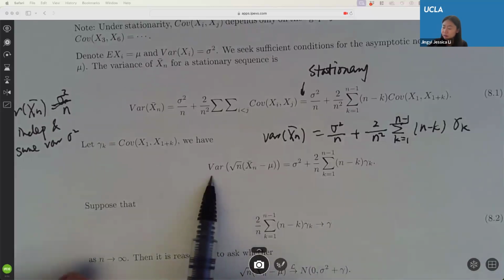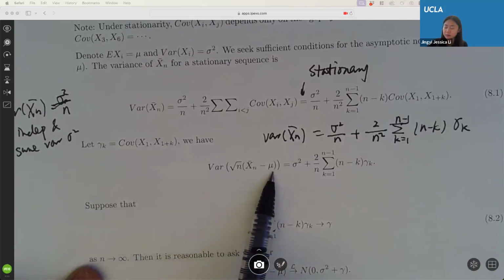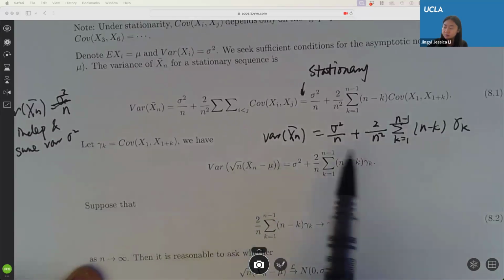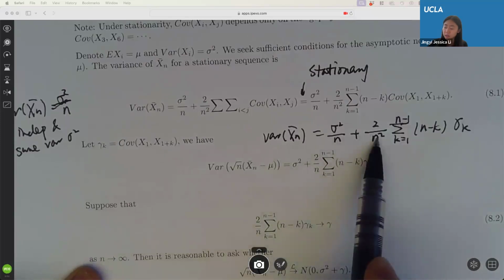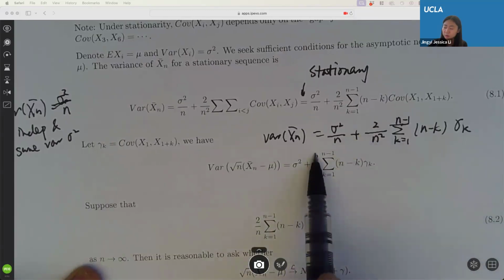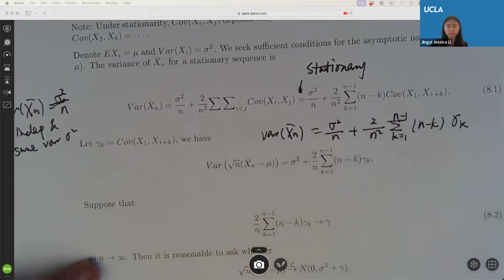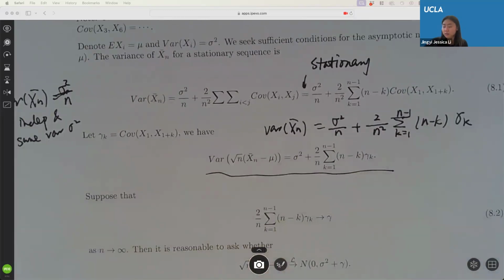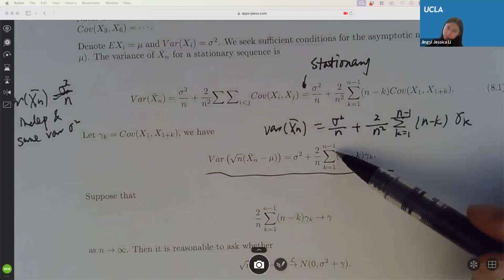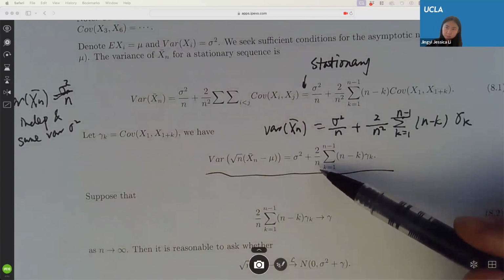And now we go into the variance of root n times x n bar minus mu. This is the mean, right? We scale this by root n, so we should multiply n to each term here. Then sigma squared stays here, and this 2 over n squared becomes 2 over n, and the sum stays. So this gives us the formula here. All right, but the right-hand side still involves n in the second term. In the sum, k goes from 1 to n minus 1, so n minus 1 terms here, and we divide the sum by n.